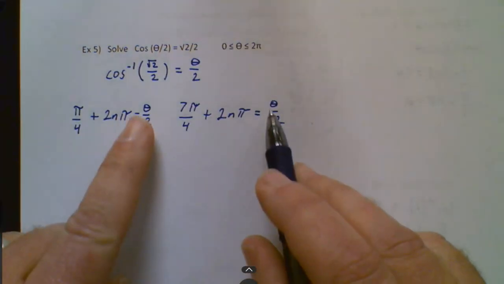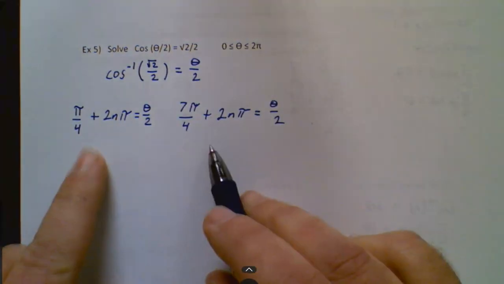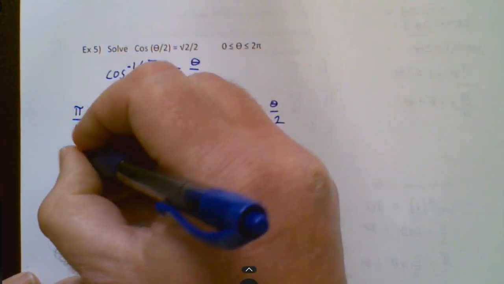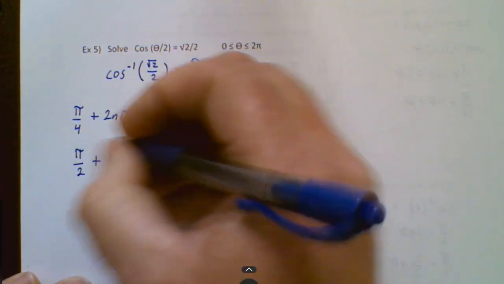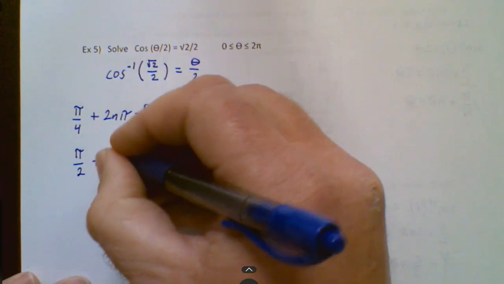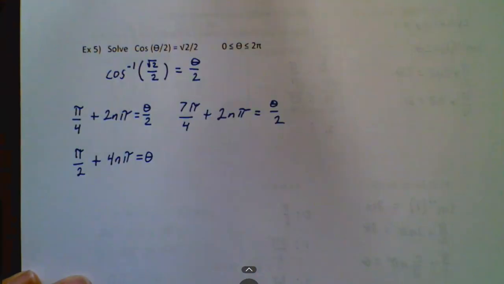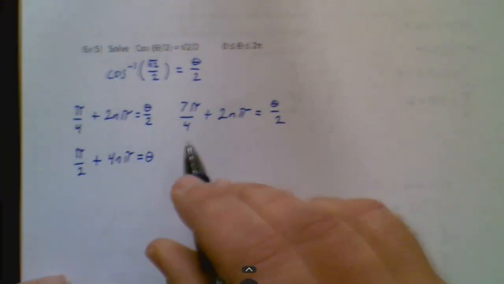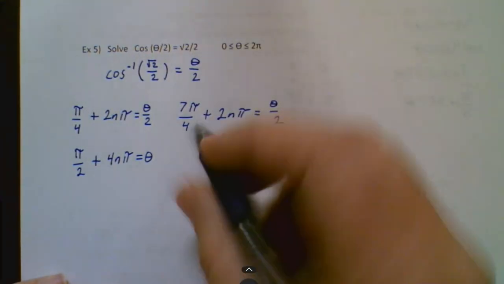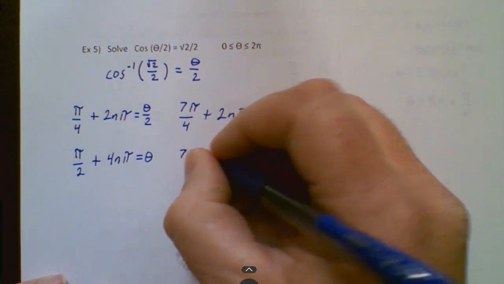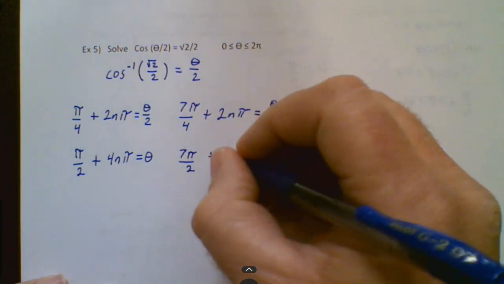To get theta by itself, let's multiply the 2 over to that side. So if I multiply this by 2, it becomes pi over 2 plus 4n pi. So that's his infinite solution set, and then we've got one for this guy as well. If I multiply the 2 over, this becomes 7 pi over 2 plus 4n pi.